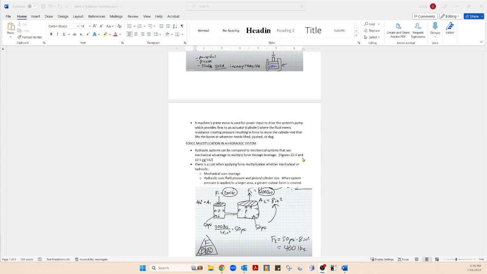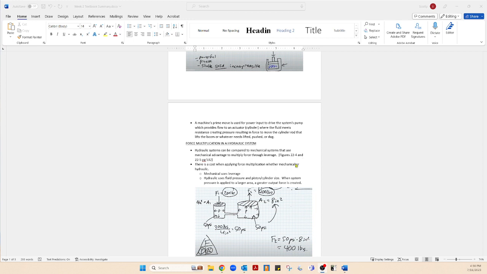Force multiplication is a trade of distance and/or speed for force. You're going to lose a little distance in how far you can move it, or a little speed in how quick you can move it. So that's the trade-off. That's the cost. The mechanical system uses leverage from something like a fulcrum. The hydraulic system uses fluid pressure that's pushing against the cylinder.